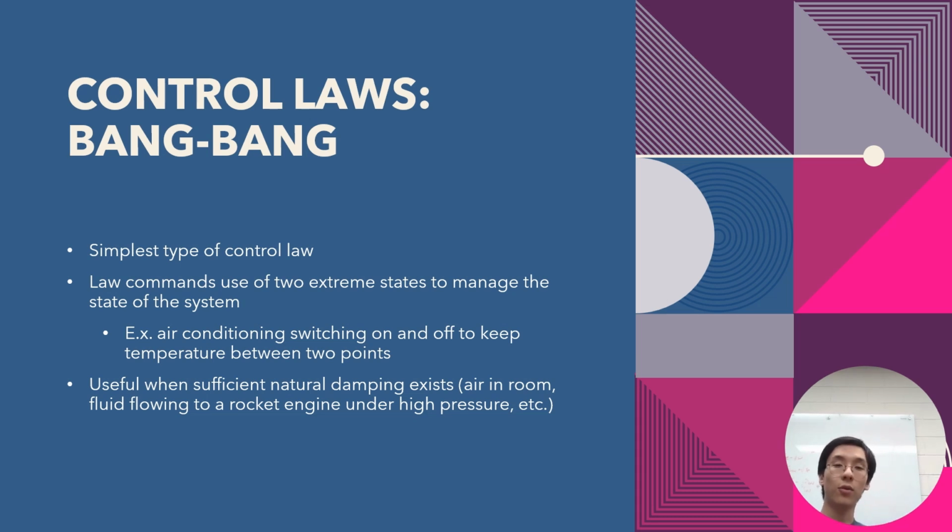There's a couple big control laws which take advantage of these techniques, which I'd like to talk about. The first one is bang-bang control. It's the simplest type of control law. Basically, you use two commands, essentially on and off, to manage the state of the system. For example, air conditioning usually works by turning the system on and off to manage the temperature at a certain point. It's not very precise a lot of times. It's not very stable, but if you have a lot of natural damping, like the air in a room, or maybe fluid flowing in a rocket engine under higher pressure, it's a system that you can use successfully.